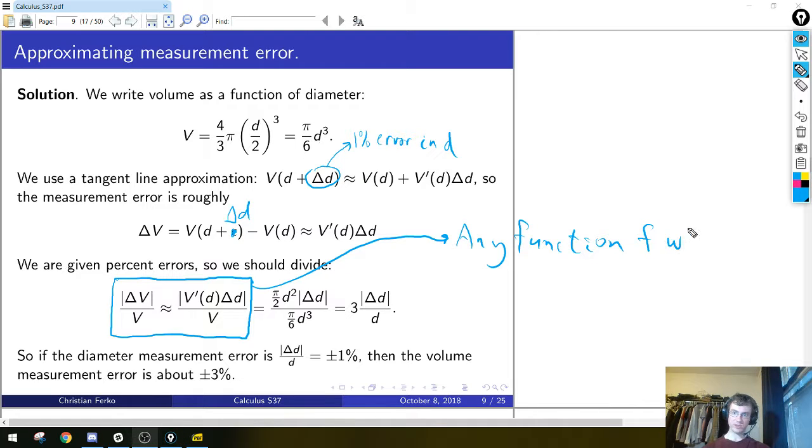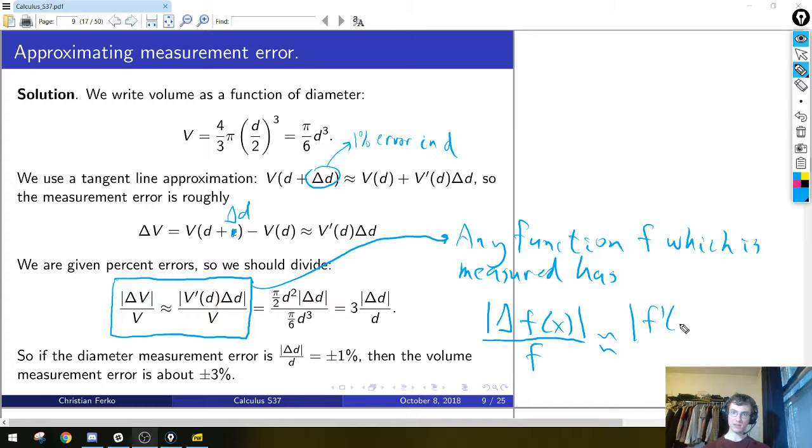any function f which is measured will have this so-called error propagation relationship, which tells you that roughly the percent error in the function, which is some function of whatever you measure, the percent error, which means the error in the function divided by the function, is always going to be approximately the derivative of the function times the error in whatever the dependent variable is, the x, still over f, yeah. Don't forget it's all over f, because we divided both sides by v in this guy.